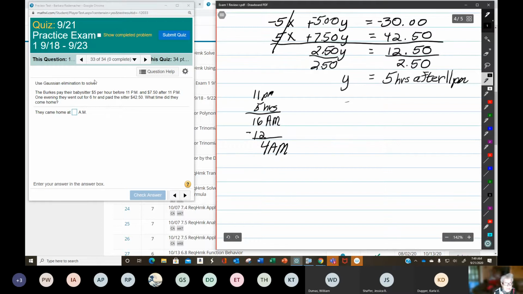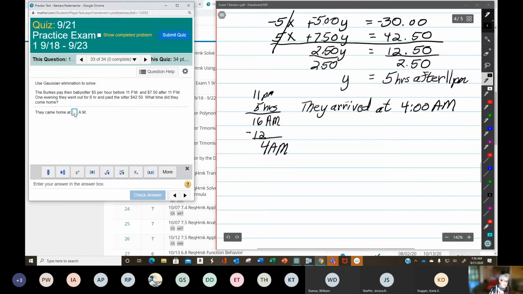So the time they arrived home, which is what they're asking, what time did they arrive home? So this is not the answer. Yes, they arrived home 5 hours after 11 p.m., but what time was that? And the answer is they arrived home at, I'll just say arrived at 4 a.m. And I'm going to put it in here. Let's see if that's right.